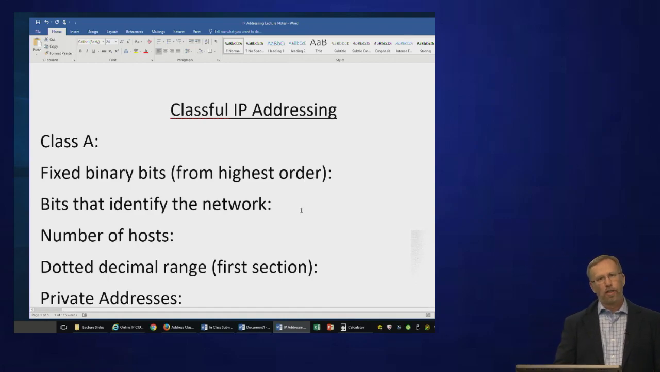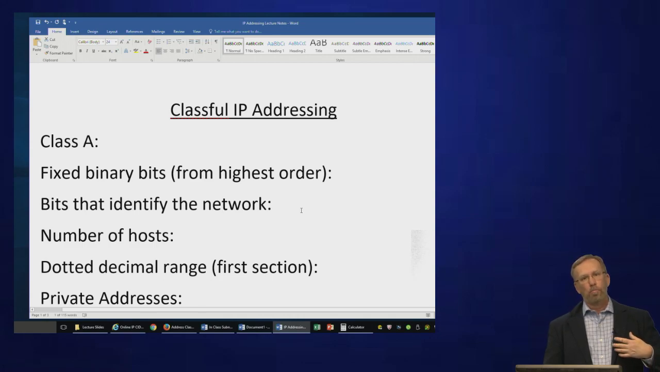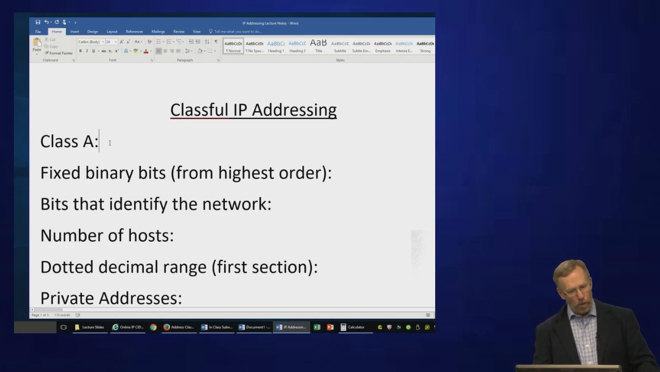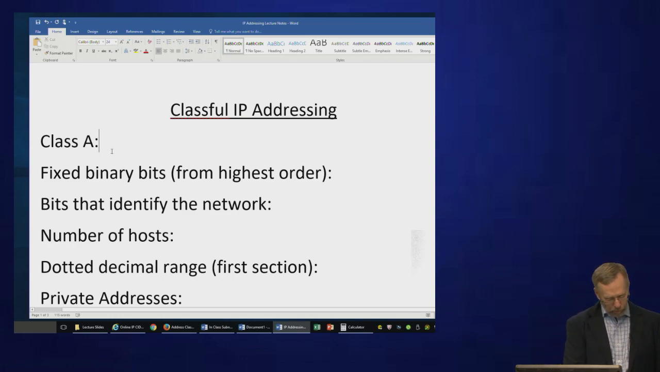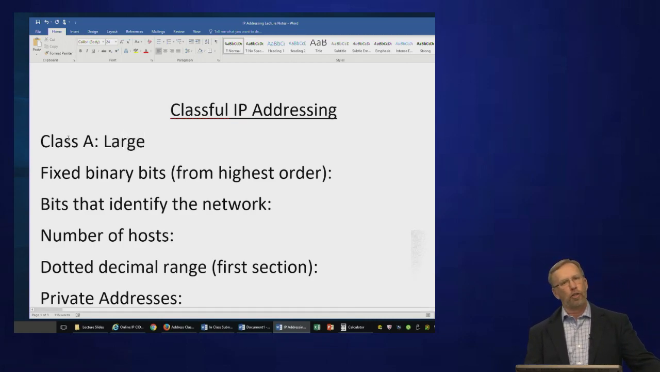But there are actually Class D and Class E networks, but they're never used publicly. They're only for testing purposes. They're reserved for different things, so you'll never see Class D and E used. A Class A network, I said, was a big network. I guess a more technical term would be a large network.